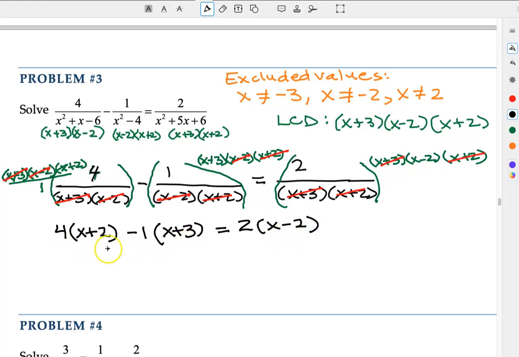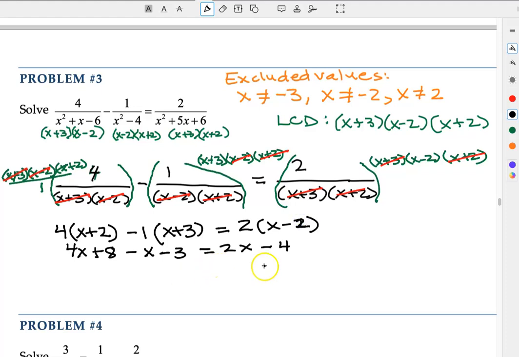All right, and now we're just going to solve that for x, and that looks a lot easier to solve than what we had before. All right, so let's distribute the stuff through first. That's going to be really helpful. So I'm going to have 4x plus 8 minus x minus 3, because I'm distributing that negative 1 through, equals 2x minus 4.